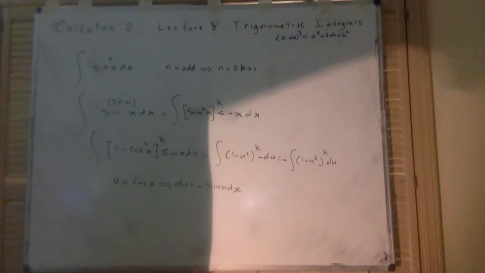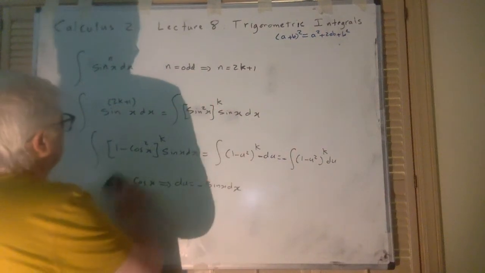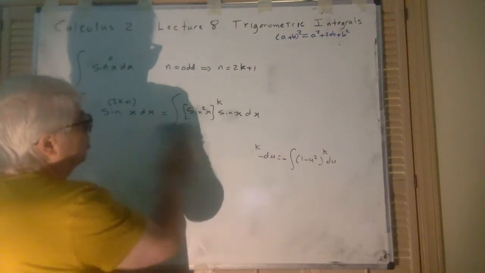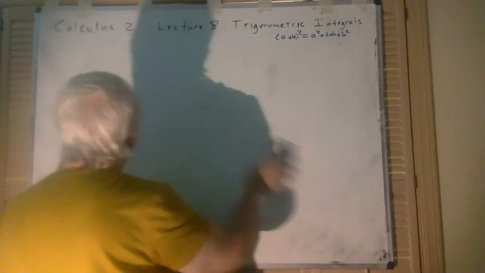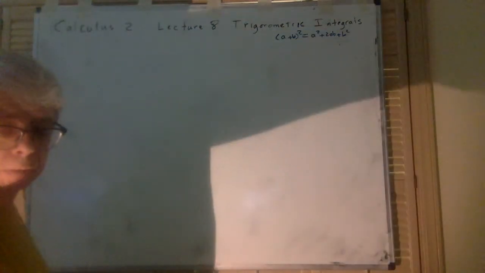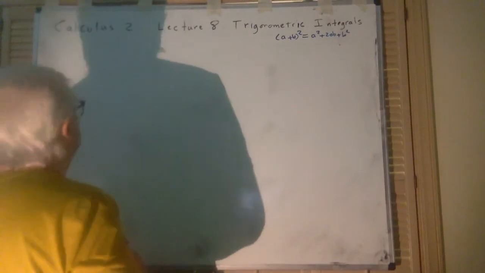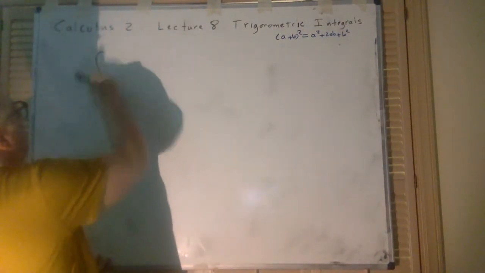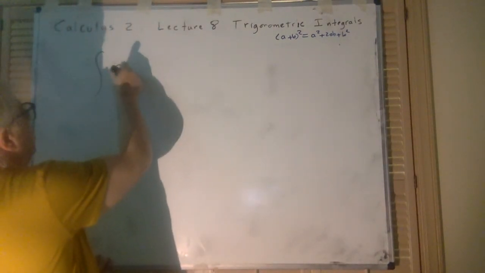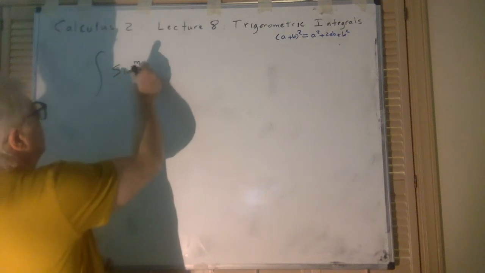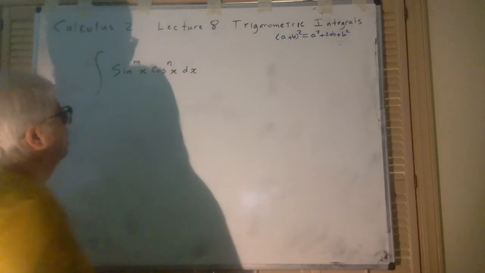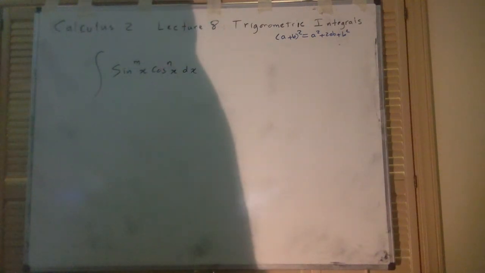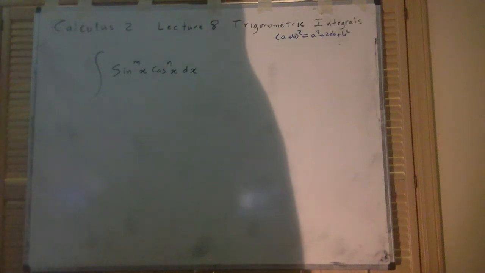And now if I have some combination of these two, I will do the same. So what is a combination? A combination is something like this. If I have a sine mx cosine nx dx. Okay? If I have this combination, what should I do? Okay, let's see.